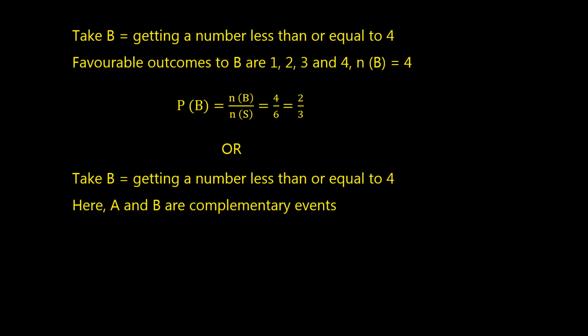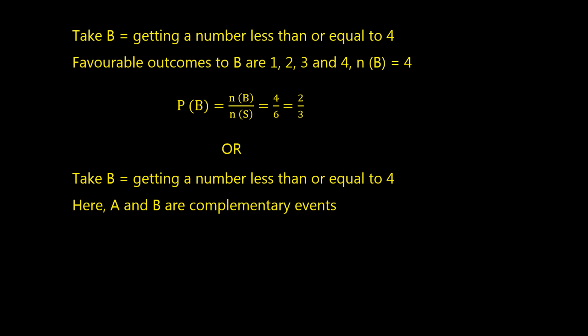Take B is equal to getting a number less than or equal to 4. Here A and B are complementary events. Why are A and B complementary events? B is nothing but not A. Event B is nothing but event not A. Or event A is nothing but event not B.